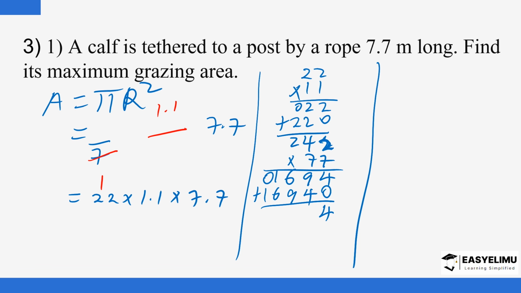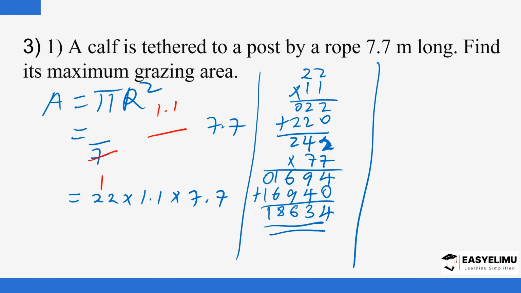So 4 plus 0 is 4, 9 plus 4 is 13, 3 carry 1. 6 plus 9 is 15 plus 1 is 16, so 6 carry 1. 1 plus 6 is 7 plus 1 is 8, and this is 0 plus 1 is 1.